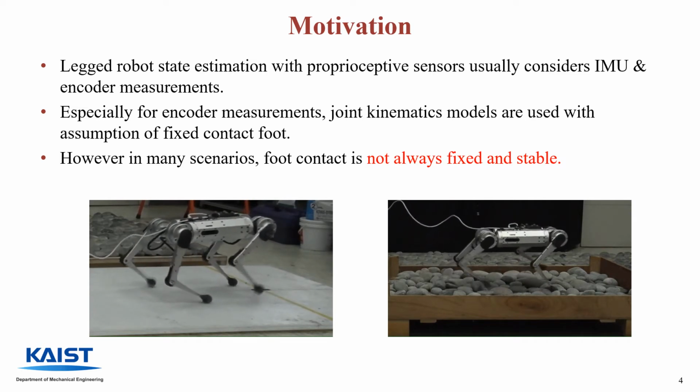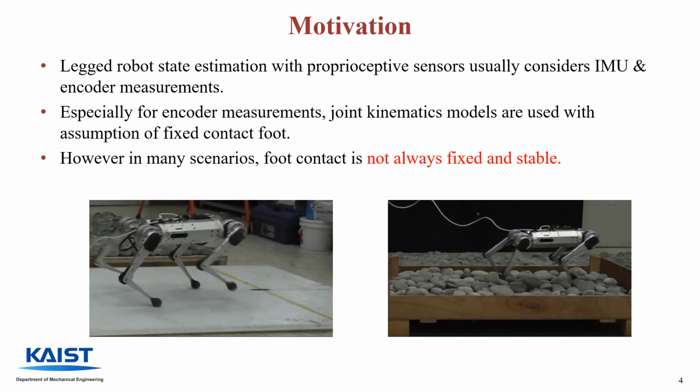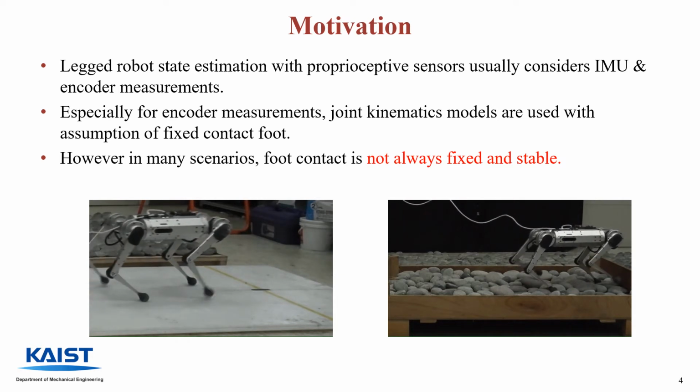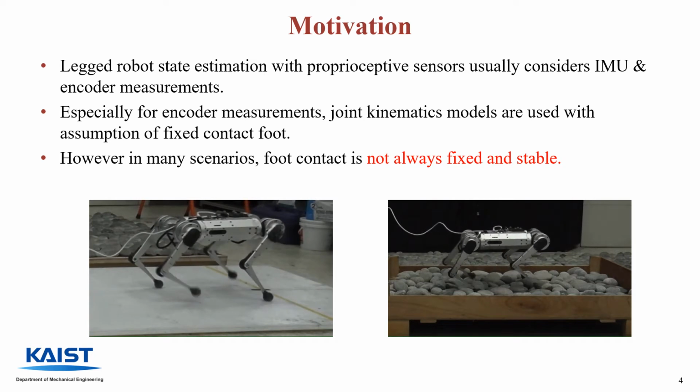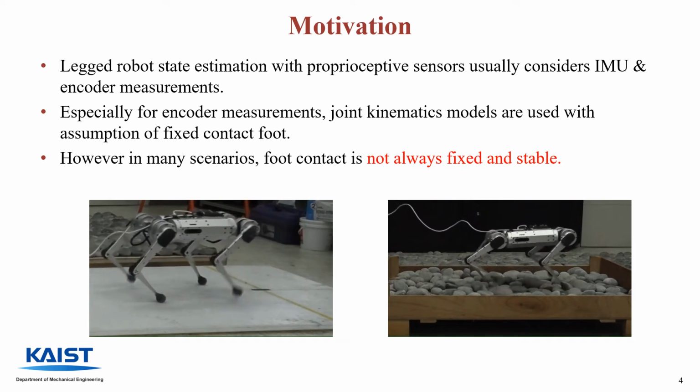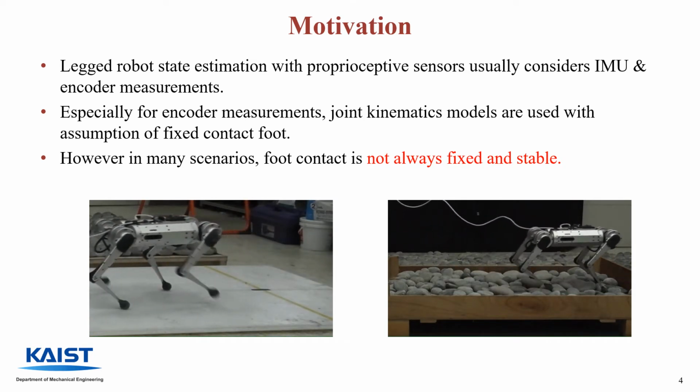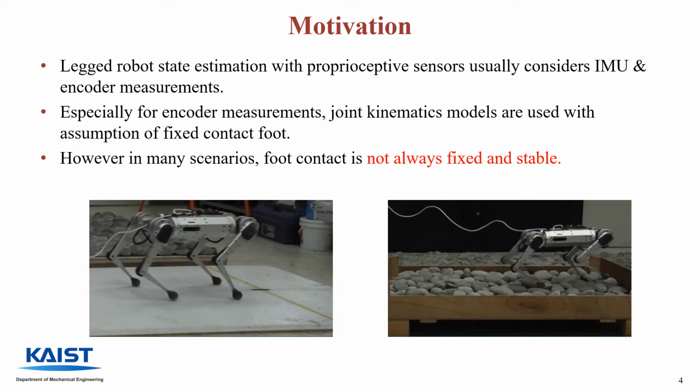You can find out that while the robot is making contact with its environment, it suffers slippage or unstable ground. Our main goal is to design a proprioceptive sensor-only leg robot state estimation algorithm while taking account of these dynamic contact events.